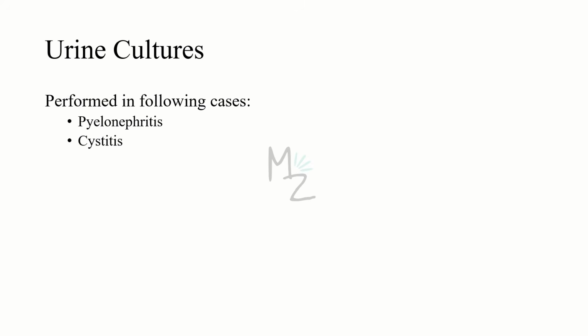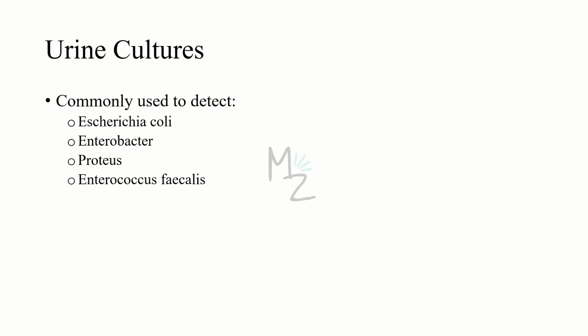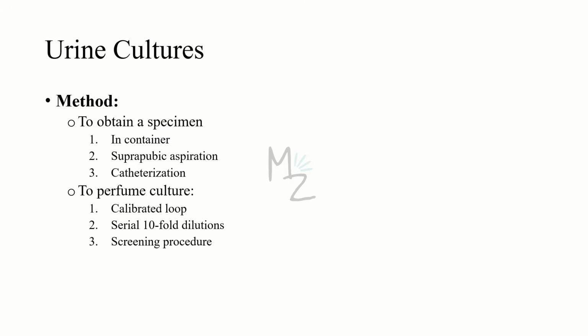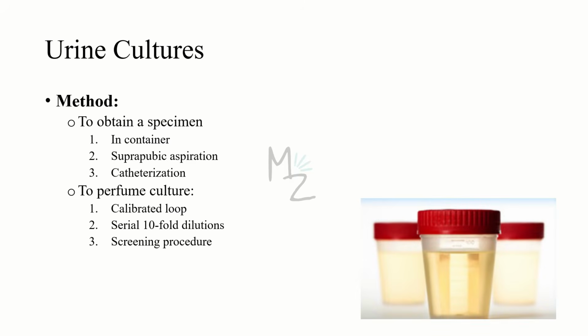Urine cultures. Urine cultures are performed in the following cases, like pyelonephritis and cystitis. And these are commonly used to detect Escherichia coli, which is the common cause of UTI, then Enterobacter, Proteus, and Enterococcus faecalis. The method is to obtain a specimen in a container or by using suprapubic aspiration and catheterization.